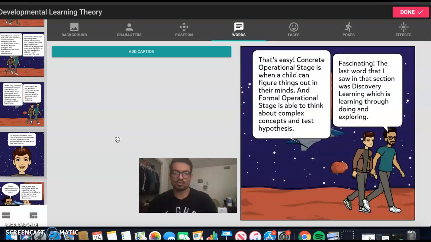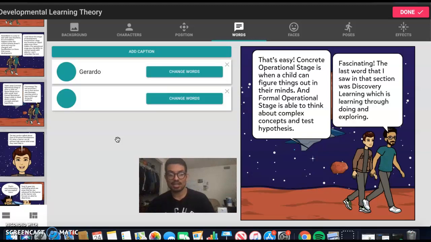Concrete operational stage is when a child can start figuring out certain problems in their own mind. They can start solving issues in their own minds. Their mental capacity is starting to grow at this stage. Then the formal operational stage is able to think about complex concepts and test hypotheses. They're able to start critical thinking, and this usually starts around age 11 and keeps growing as they get older into adulthood.